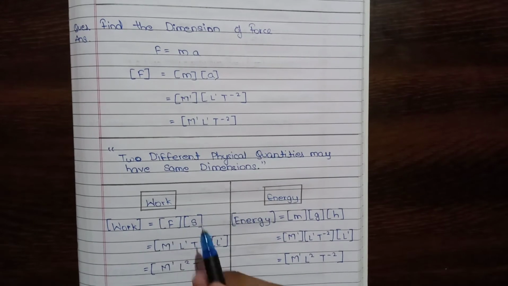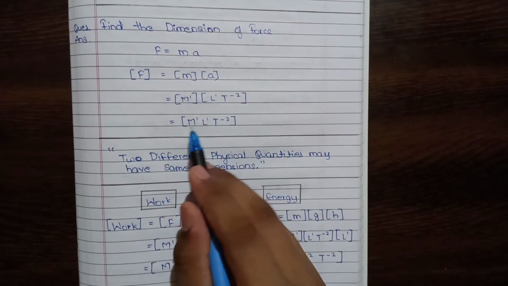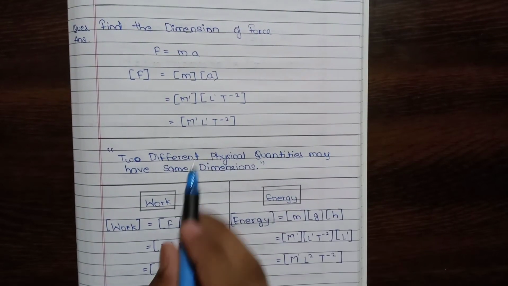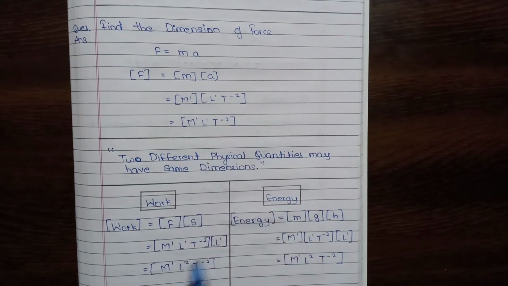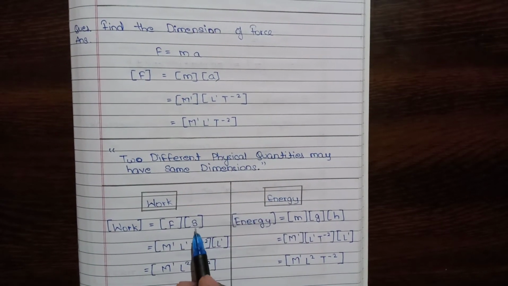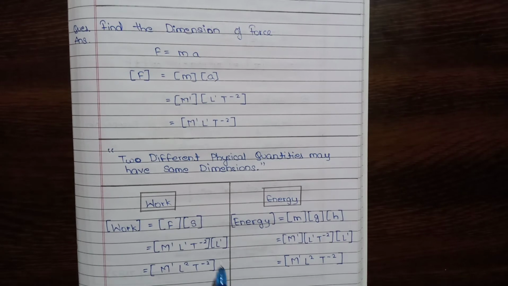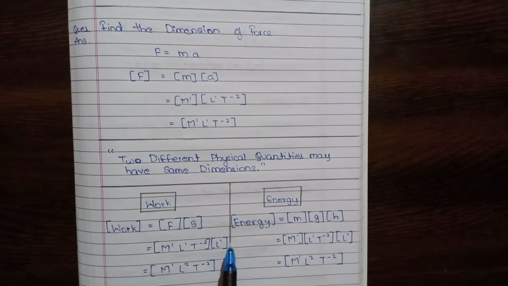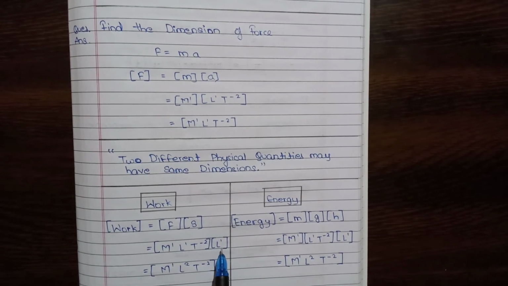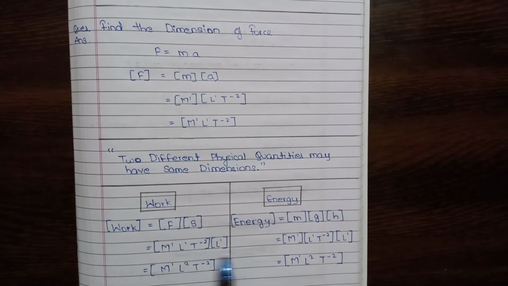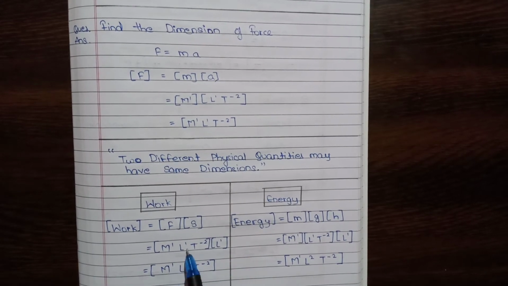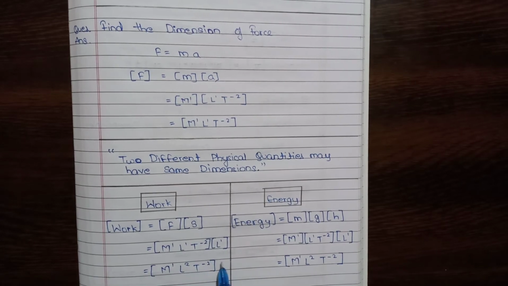So now we have already found the value of F, which is force, which is m1 L1 t minus 2. So we just wrote it down, and since displacement is nothing but length, we'll write it as L1. Now we'll add them, which will be m1 L1 plus 1, it will be L2 and t minus 2.